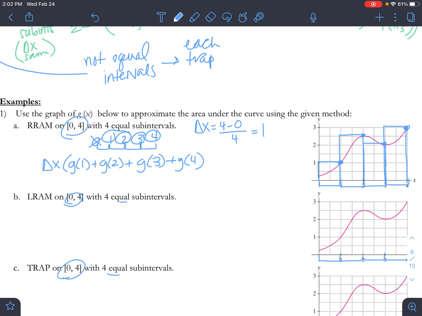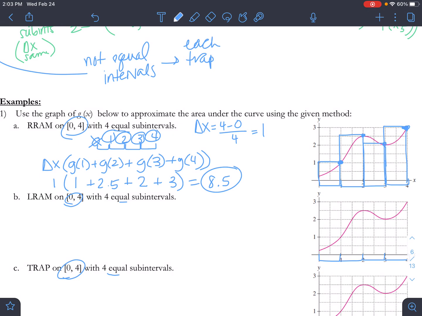Okay, you'd go to your picture. This is at 1. This is at 2.5. So let's write that down. Delta x was 1. g of 1 is 1. g of 2 is 2.5. g of 3 is 2. g of 4 is 3, right up here. Okay, add those together. We get 8.5. It would be our RRAM with 4 equal subintervals.